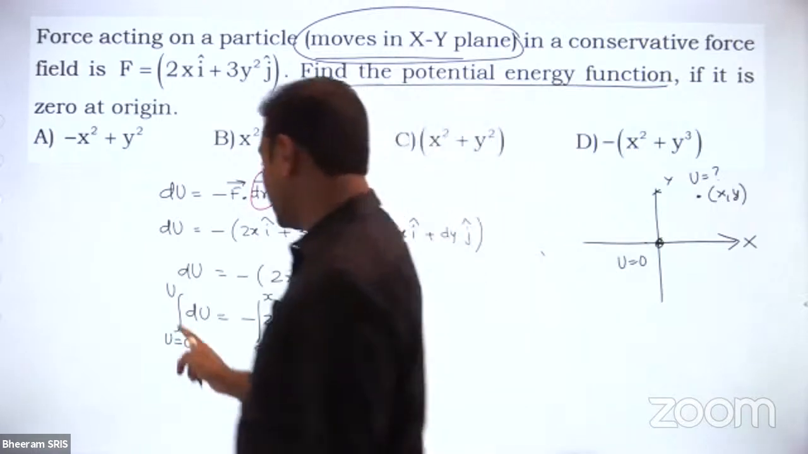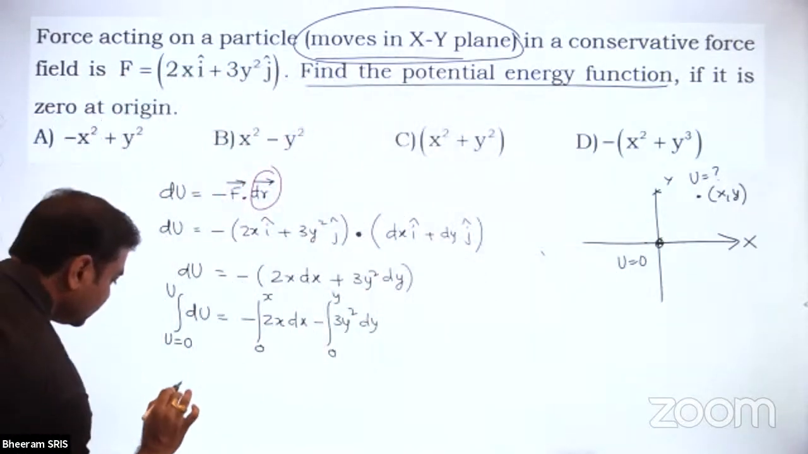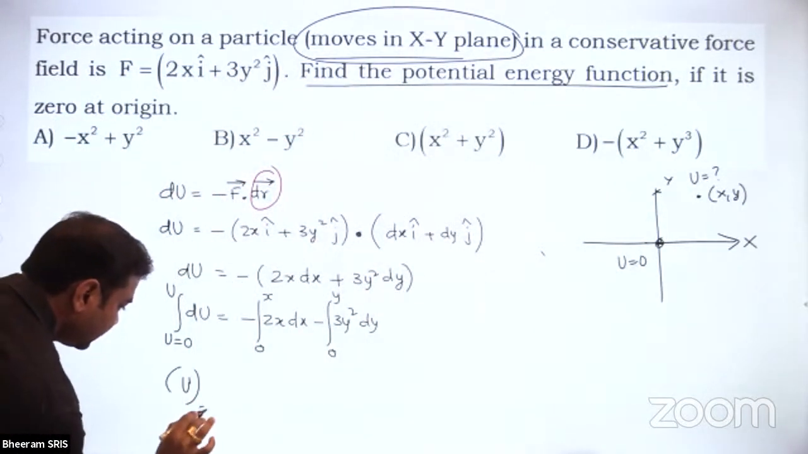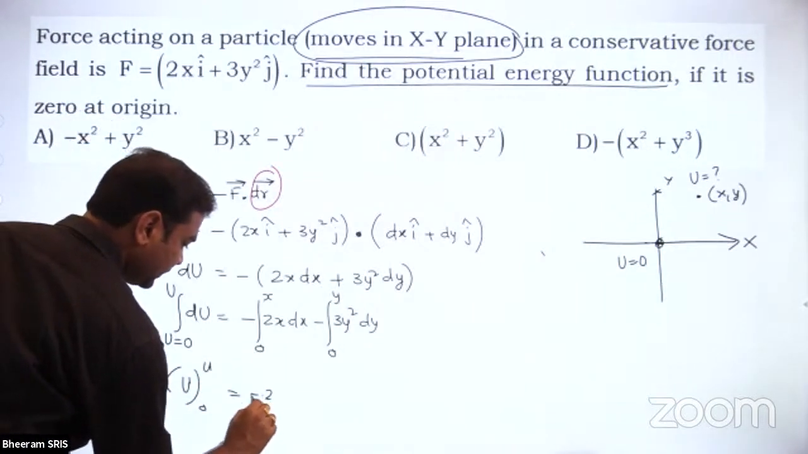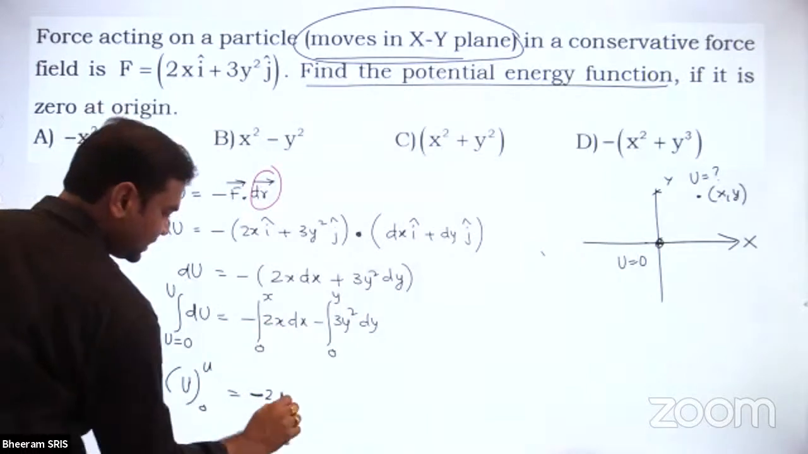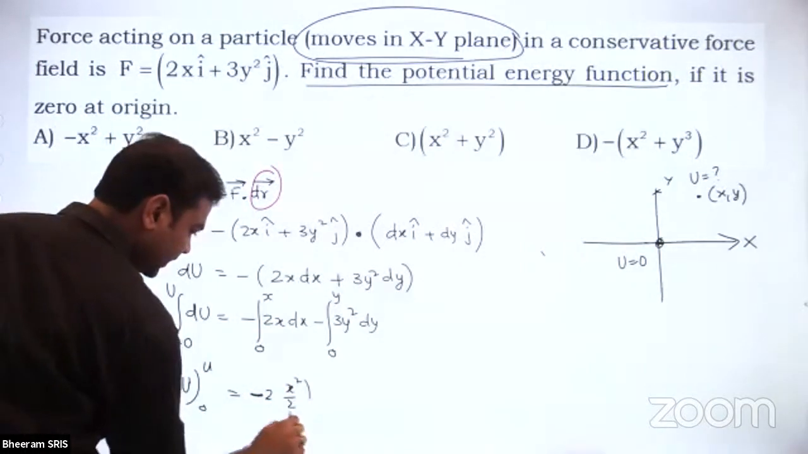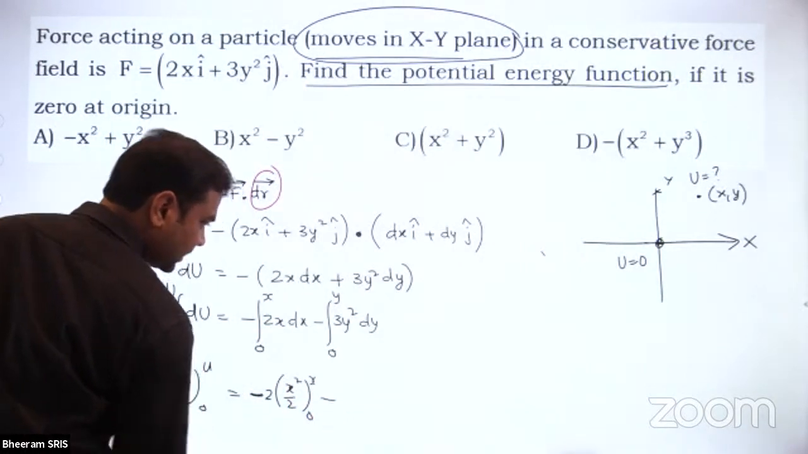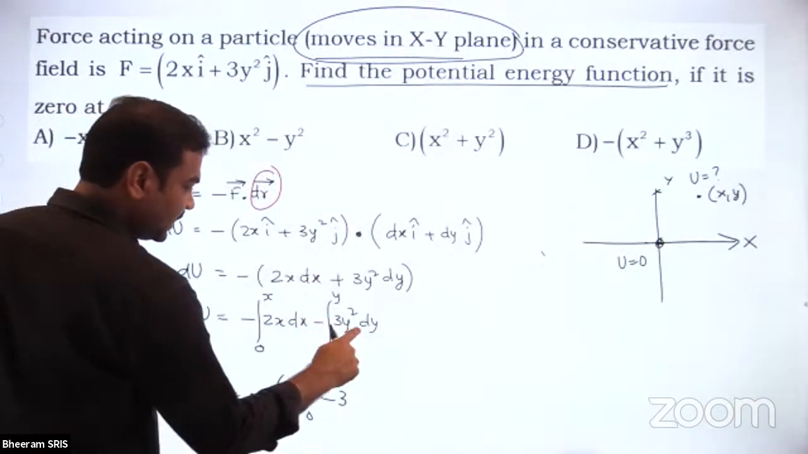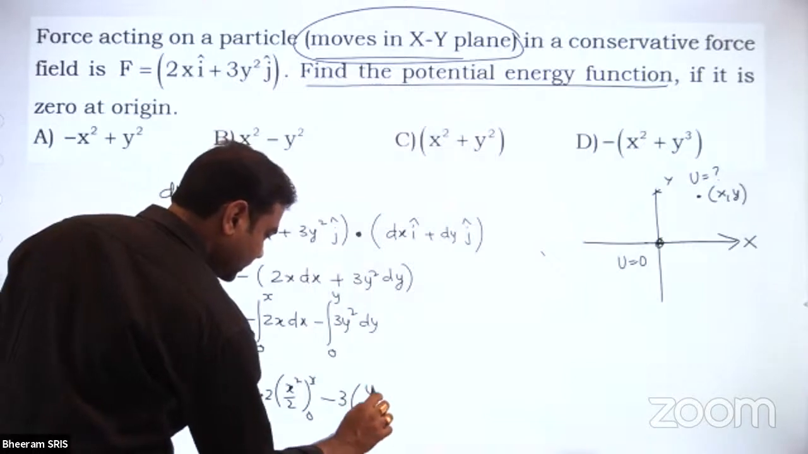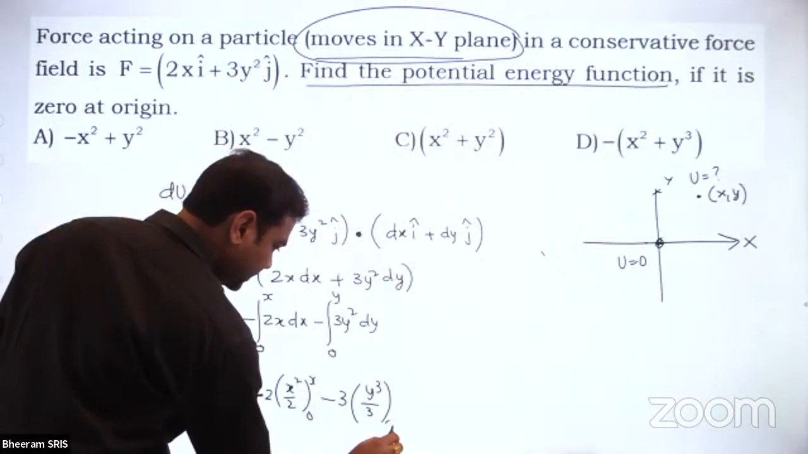Okay? So then integral du is u. And from where to where? 0 to u. The minus of 2 will come out, x dx integration, x square by 2 from where to where? 0 to x. It depends on simple logic, simple understanding. That's it. Integral y square dy, then y cube by 3, 0 to y.